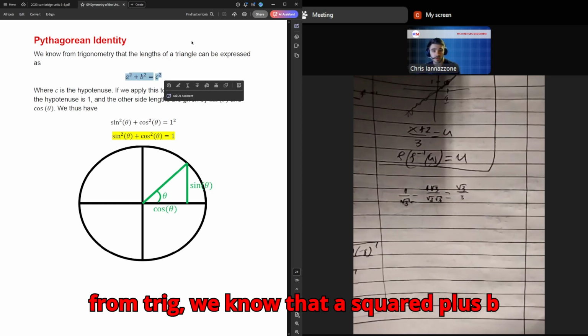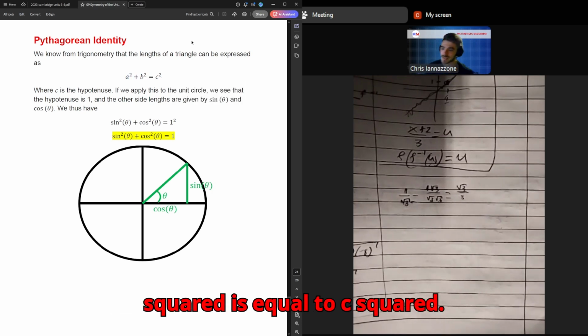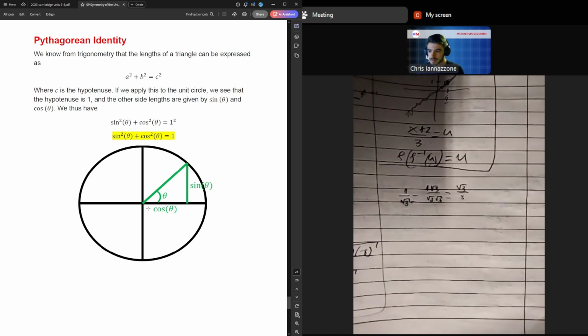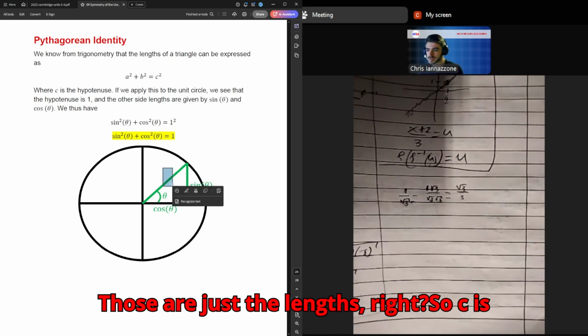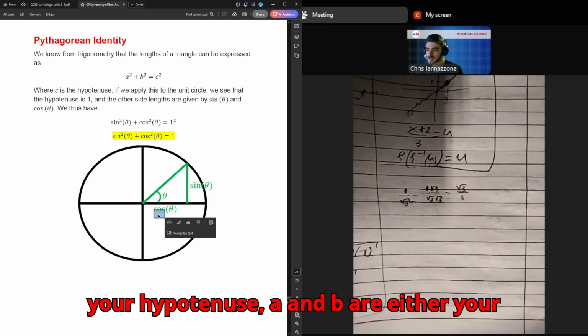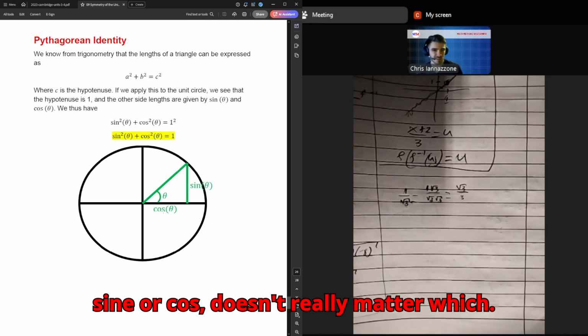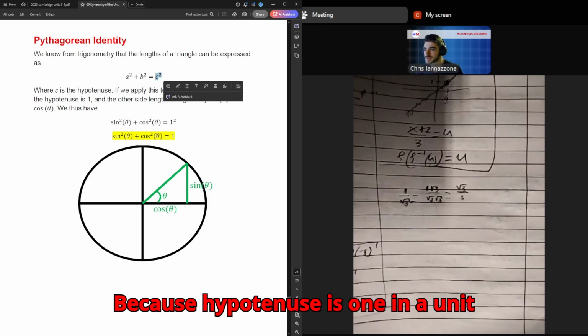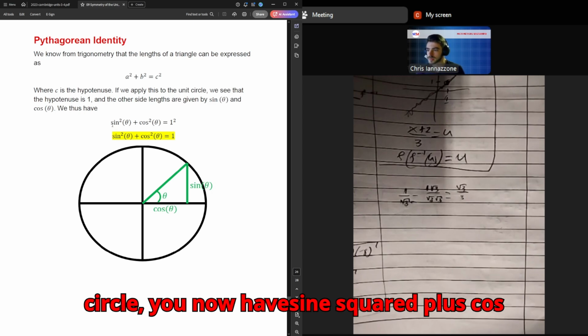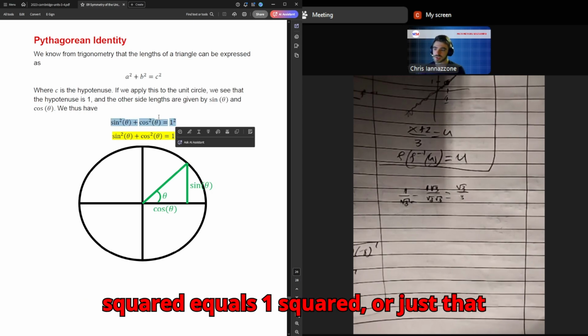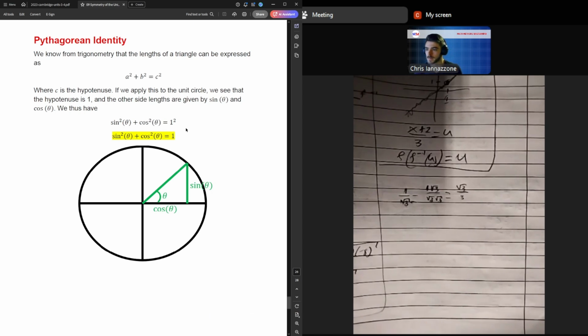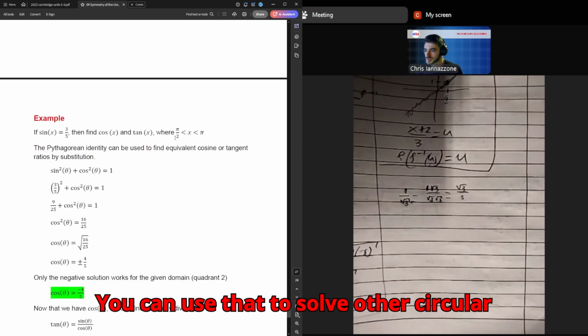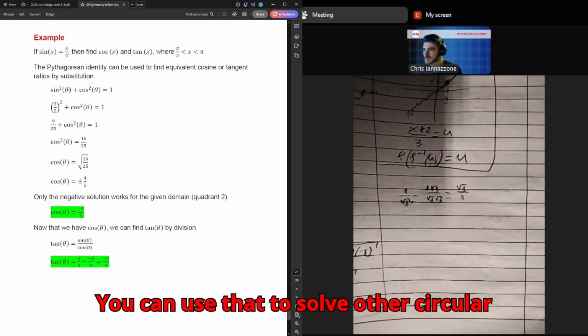So from trig, we know that a squared plus b squared is equal to c squared. Those are just the lengths, right? So c is your hypotenuse, a and b are either your sine or cos. Doesn't really matter which. Because hypotenuse is 1 in a unit circle, you now have sine squared plus cos squared equals 1 squared. Or just that simplified form there. You can use that to solve other circular functions.